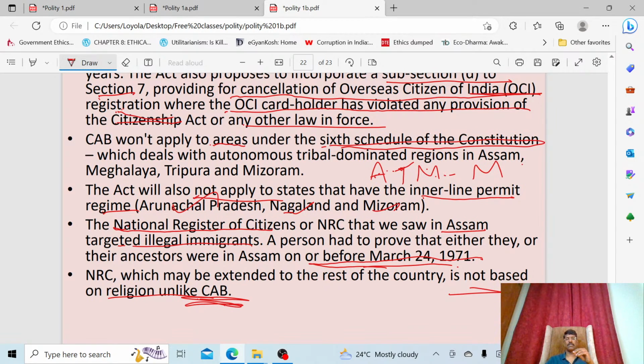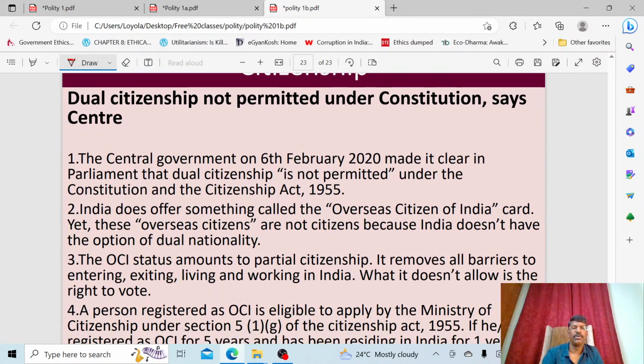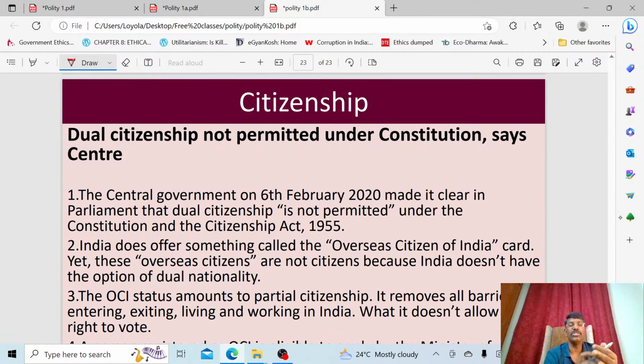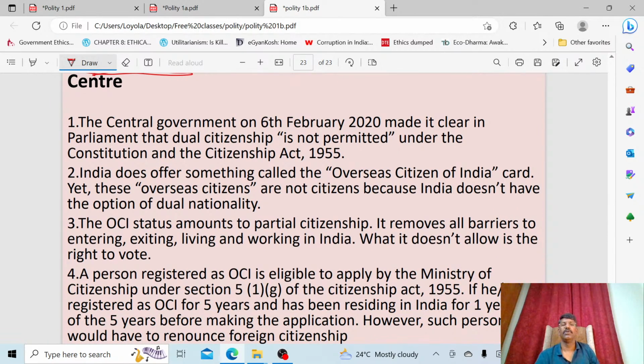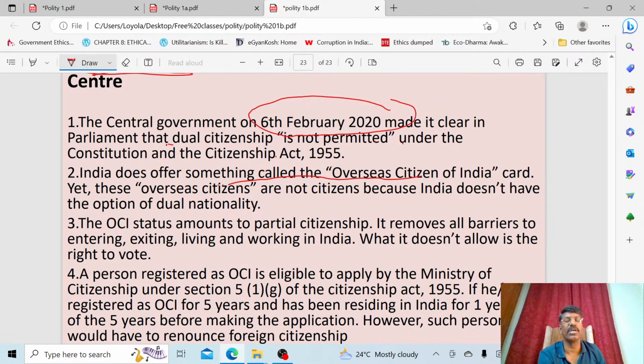But apart from this, I already told you how the entire process regarding citizenship is of the nature of single citizenship. I already told you dual citizenship we won't accept. But the matter is regarding dual citizenship. When you look into this idea of dual citizenship, on 6th February 2020, the government in parliament made it clear that India is not ready to go for dual citizenship hereafter. So no doubt in that. The dual citizenship we are not going to accept.